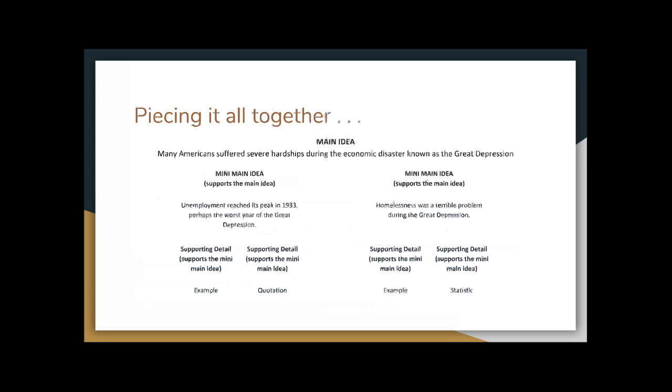So now that you have a better understanding of how main ideas and supporting details work together, you should be able to use that to identify what the author is trying to point out in any passage that you read, whether it's an informational text or even a literary text.